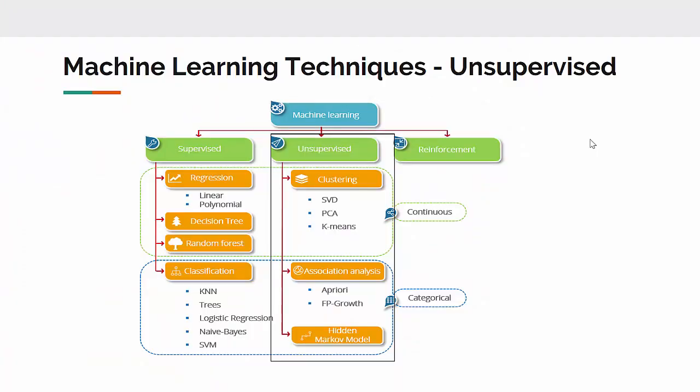Welcome back. In this video, we will continue by looking at unsupervised machine learning techniques. Let's begin with a refresher about what unsupervised techniques are.